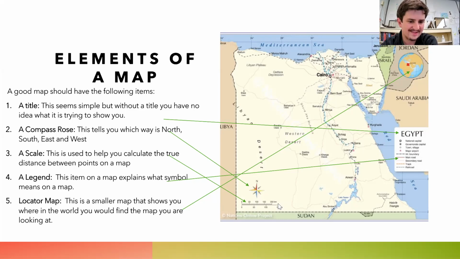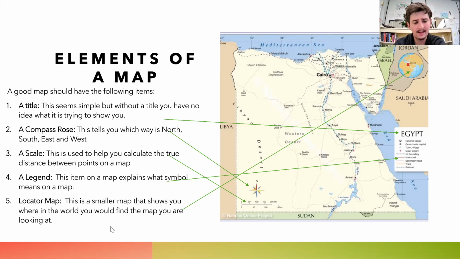Another thing a map should have is a legend, which is this white box here, and just tells you what the different symbols on a map stand for. Like the star right here next to Cairo tells you that Cairo is the capital of Egypt. These just normal circles will tell you whether it's a government capital, a town, village. It'll tell you where airports are. So a legend just helps you understand what the different symbols on the map mean.